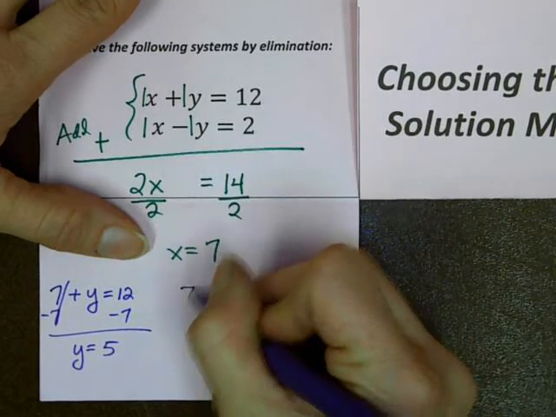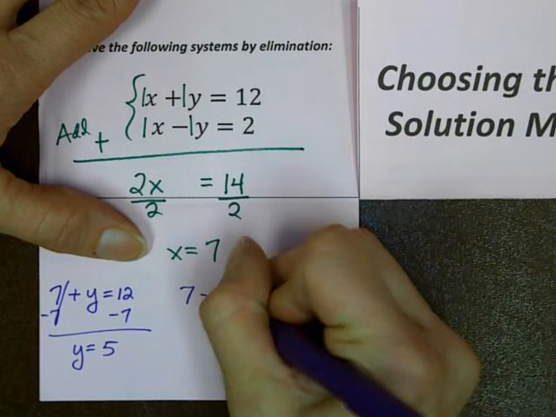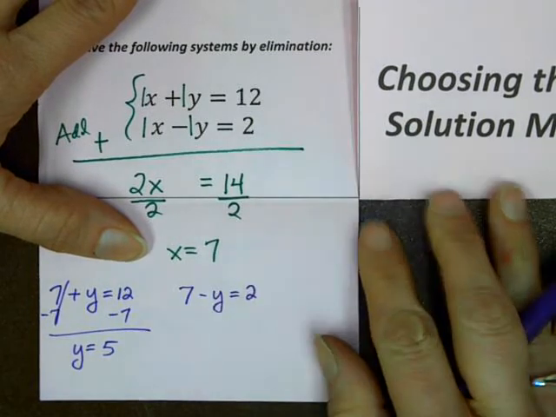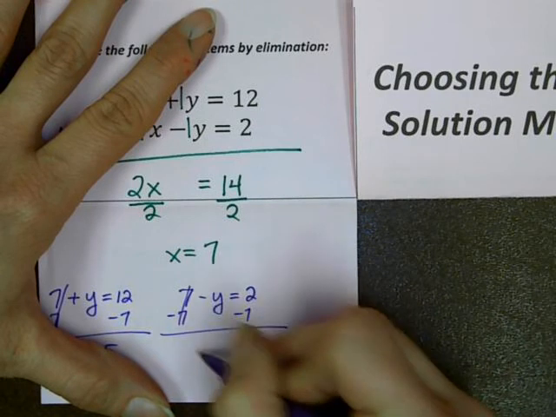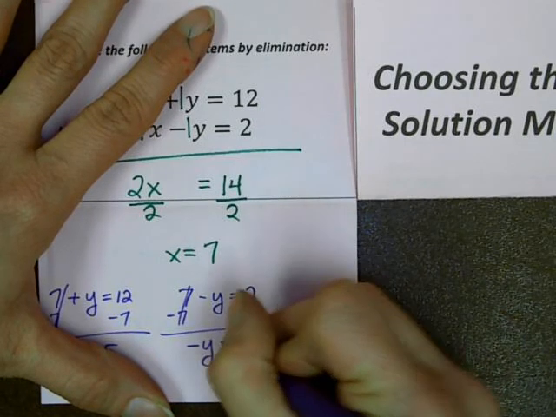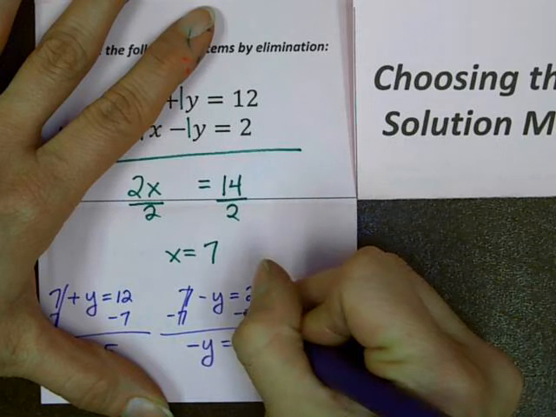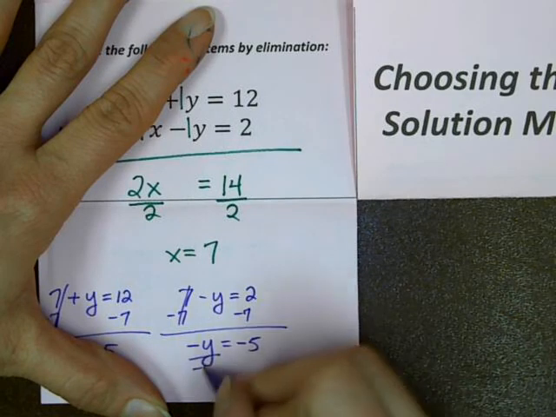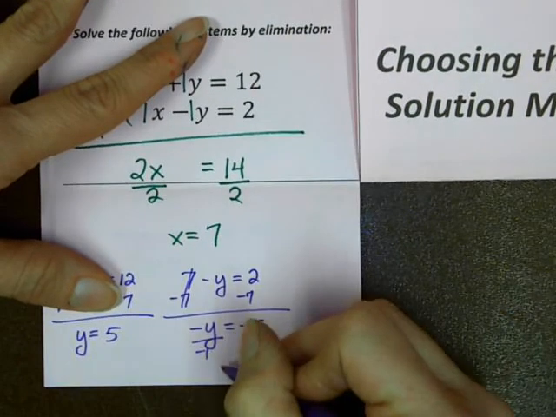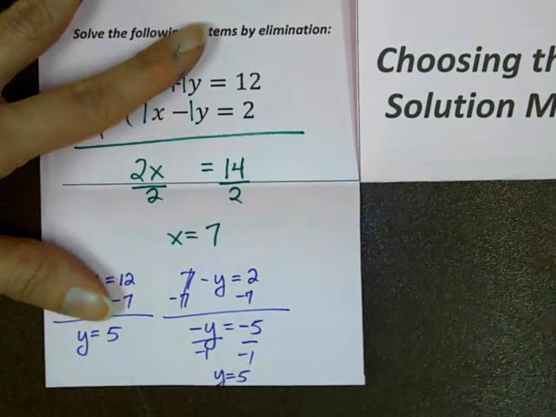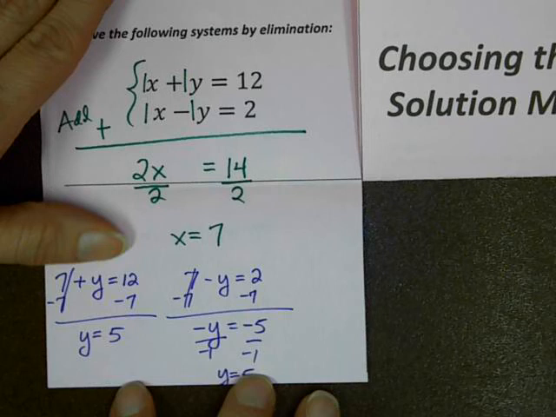7 into the x spot, minus y equals 2. And then I subtract 7 from both sides, and I get negative y equals negative 5. And then when we divide both sides by negative 1, we're going to get y equals 5. So either way, you're going to get the same y value.